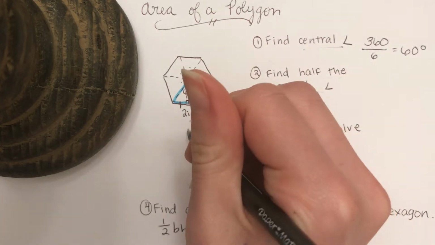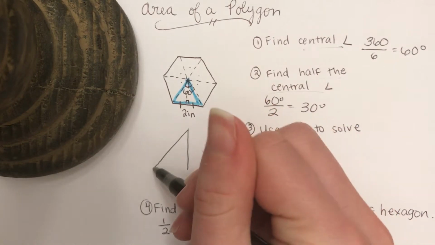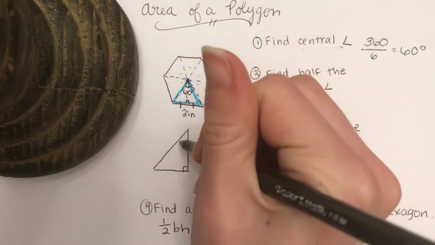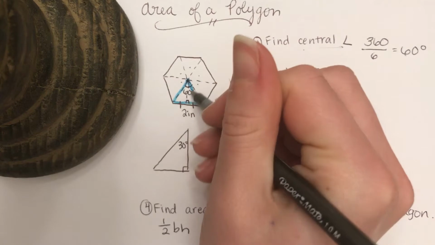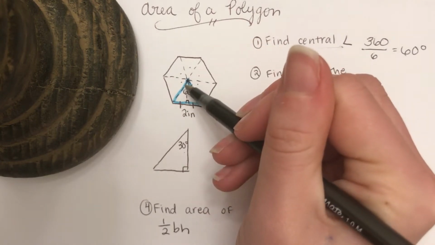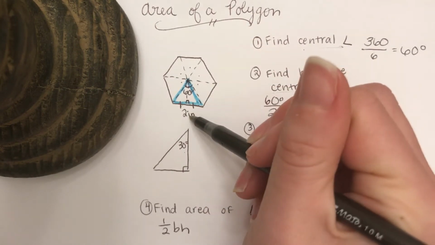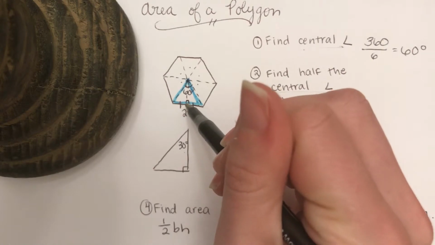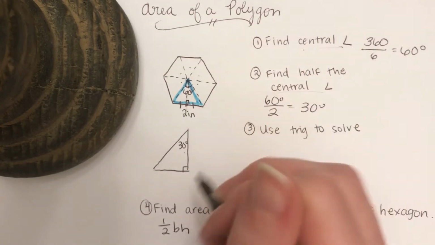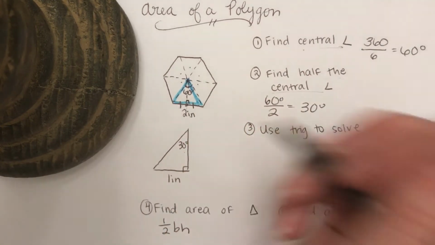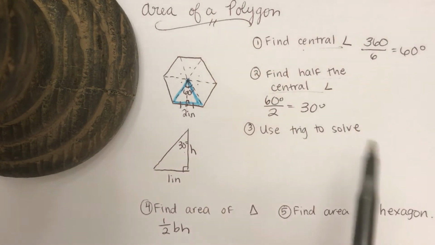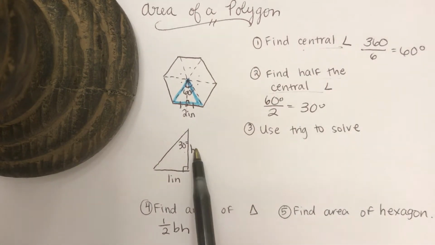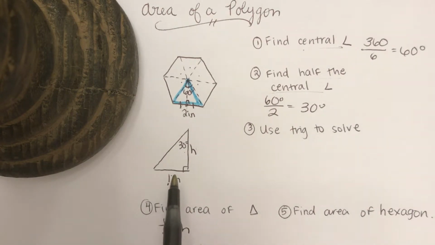So I'm going to pull out just one of these triangles within this shape here. Again, this is now 30 degrees. We took 60, cut it in half. The 2 inches becomes a midpoint because it cuts this side in half. So this side's going to be 1 inch, and this is going to be my height. So step 3 is going to use trig to solve for the height. Now you could use the Pythagorean theorem, but because we only have one side, we have to use a trig ratio.